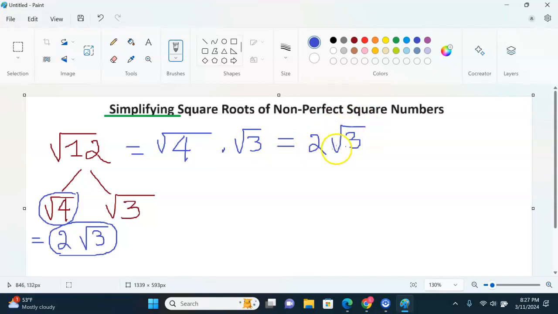So when the numbers are next to each other like this, it means multiplication. 2 times the square root of 3. You can also put the parentheses around it if you want to. Or you can just write it as 2 times the square root of 3, without the multiplication signs, which are understood as multiplying. Okay. Sounds good?